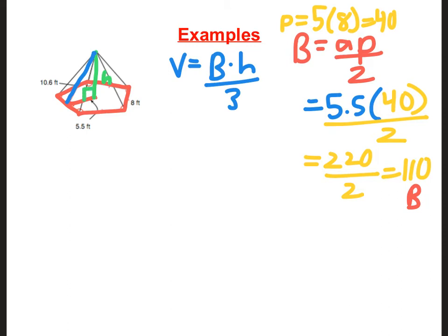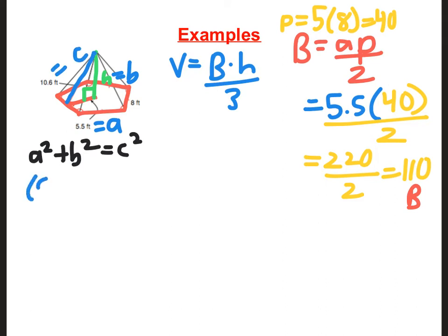Remember, the green line meets the middle at a right angle, so we have a cute little right triangle in the middle there. So we can use the Pythagorean theorem. We're going to do a squared plus b squared equals c squared. My a value is going to be 5.5. That could also be b, it doesn't matter. And I'll call h b for now, and then 10.6 will be c. So right now my formula is going to be 5.5 squared plus h squared equals 10.6 squared.